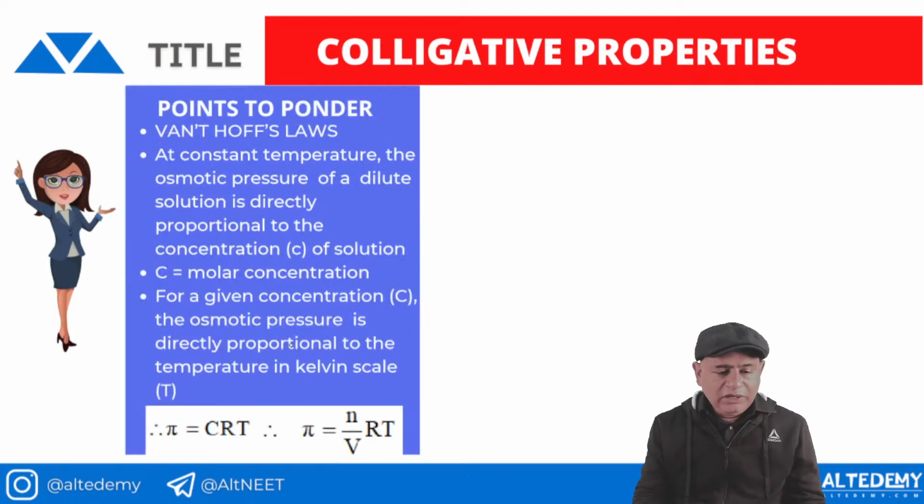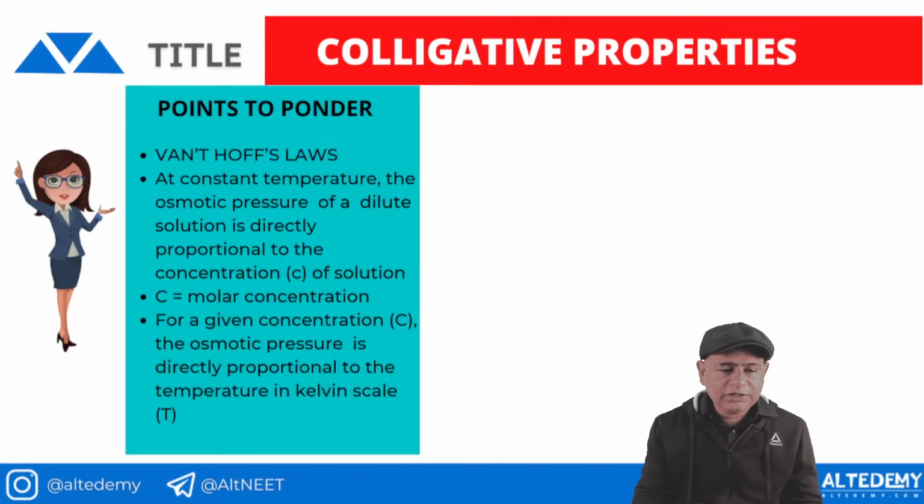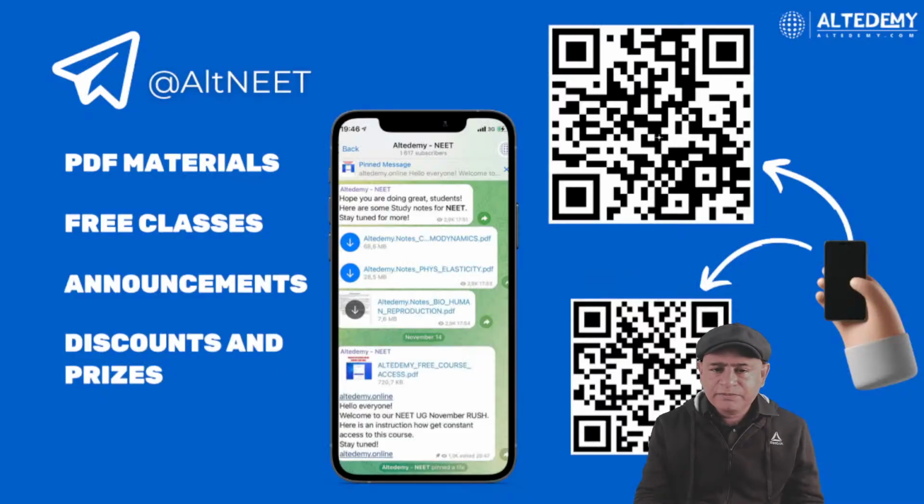Again, we have elaborated it. Pi is equal to CRT, pi is equal to n by V RT, and the expression has been made for osmotic pressure. This is once again the repetition of the things.